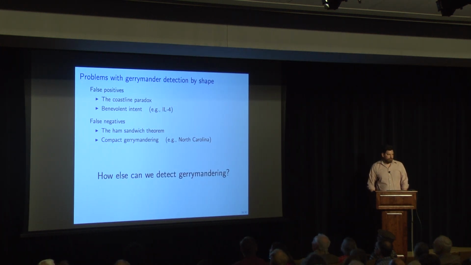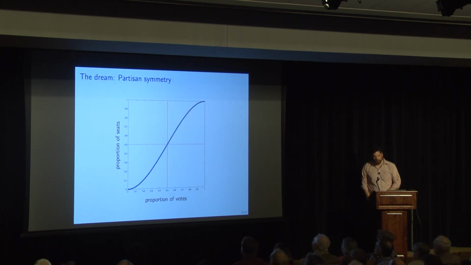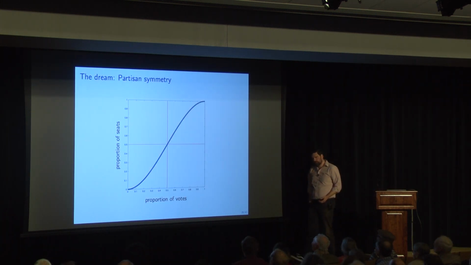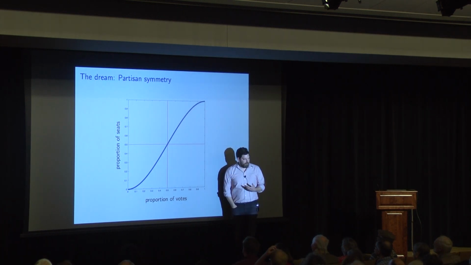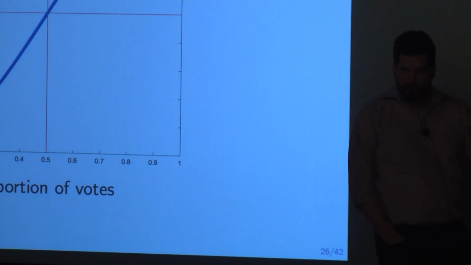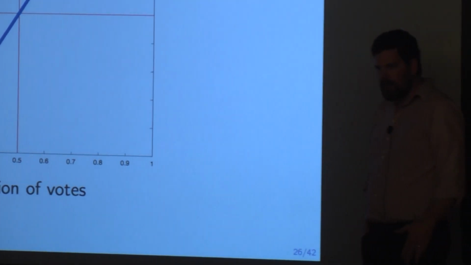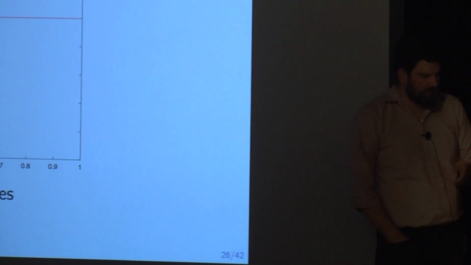What else should we use? This is the second half. Okay. Votes versus seats. So I'll remind you the dream. The dream is that I get a curve like this. If 50% of the people vote for a party, then they get like 50% of the seats. If there's more than 50, they get more seats. Fewer, they get fewer seats.